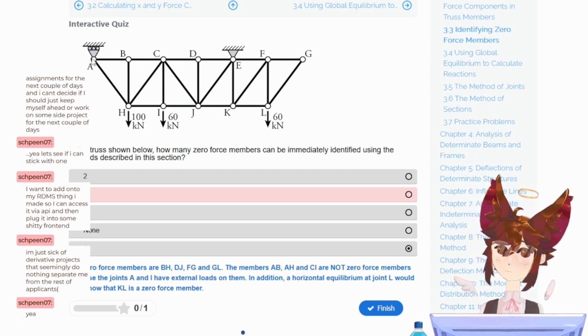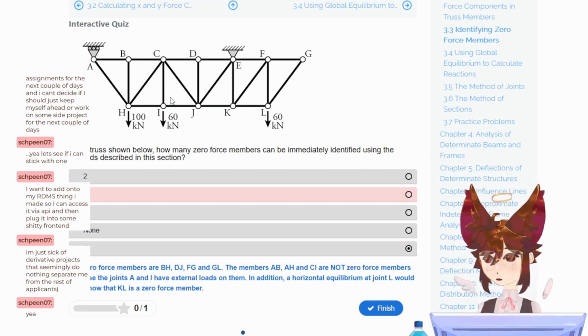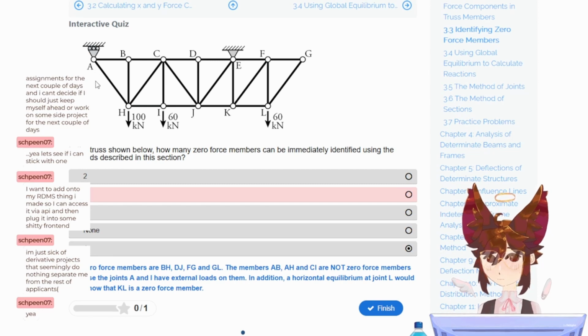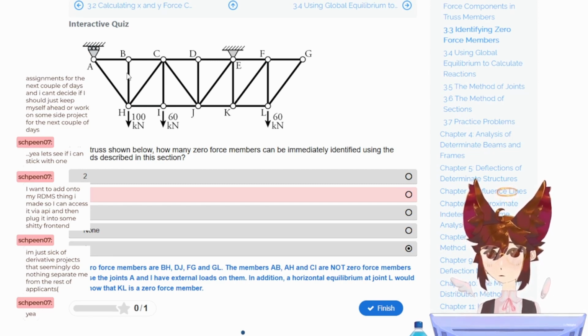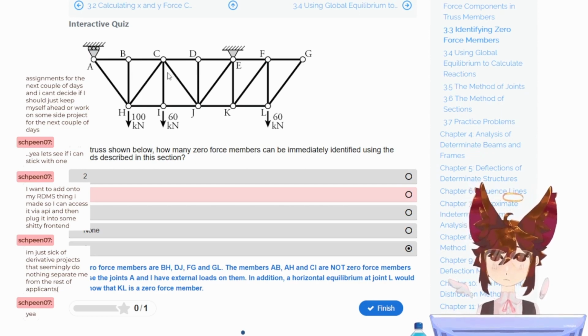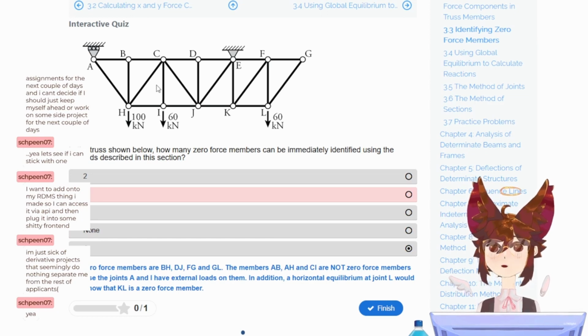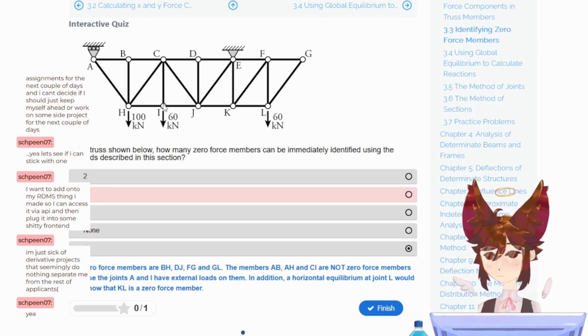I don't understand. Oh, because this one's not parallel. Me thinking this is parallel, silly me. So if it's not that, then it'd be 1, 2, 3, 4. Wait, where was I saying the 6th one was? I said 1, 2, 3, 4, 5, 6. Oh, but IC isn't because there's an external load there. Got it.